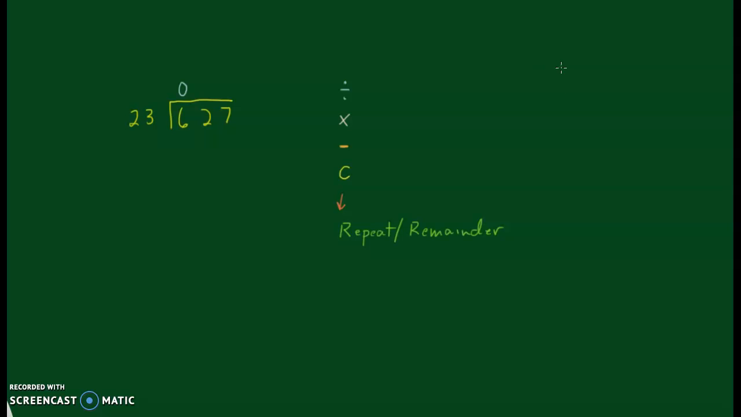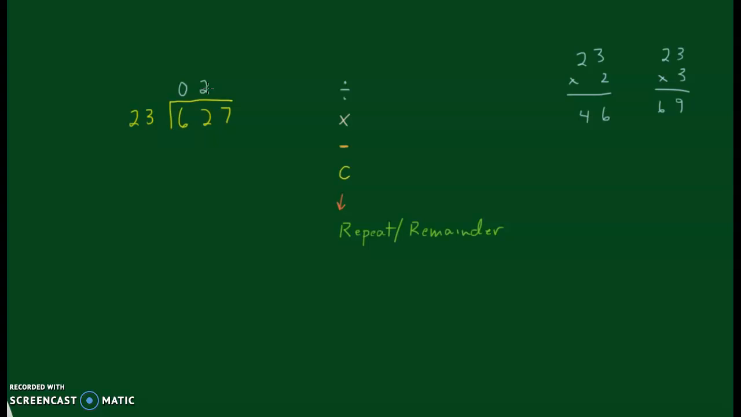Well, I think I can get 2, so I'm going to try 23 times 2. 3 times 2 is 6. 2 times 2 is 4. That's 46. And just for the sake of checking, I'm also going to try 3. So 23 times 3. 3 times 3 is 9. 2 times 3 is 6. This is too big. This works. So I can get 2 groups of 23 from 62.